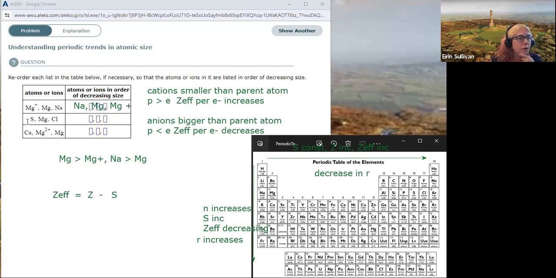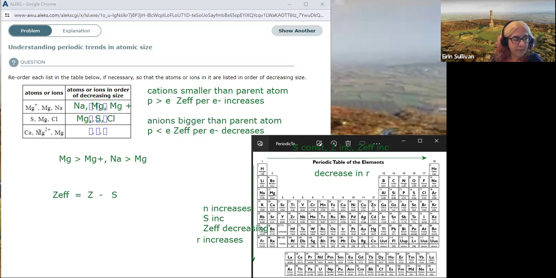All right, so we've got sulfur, magnesium, and chlorine. So find them in the periodic table. Sulfur, magnesium, chlorine, they're all in the same period. We know that effective nuclear charge is going to increase across the period, so radius is going to decrease. So the smallest out of these will be chlorine, and the biggest will be magnesium. So magnesium, then sulfur, then chlorine. All right.